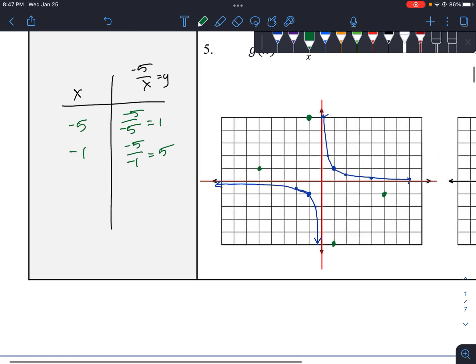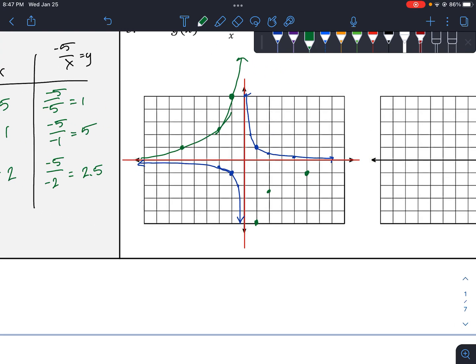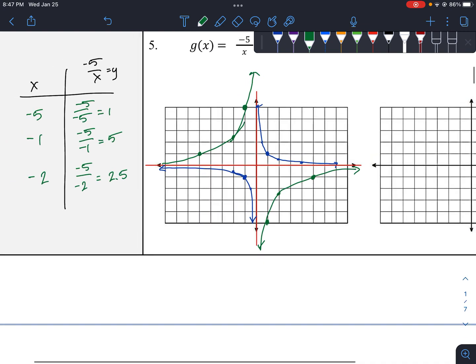Now the only other point I would care to really graph would probably be negative 2. So I'd get negative 5 over negative 2, which would be equal to 2.5. So negative 2 and 2.5, which would put the point right here. And there you go. That might be an okay one. That means if I plug in 2, I'd get negative 2.5. Okay, so then I should have the points. And again, I use my asymptotes to help me guide the lines to where they're going to go at the ends. So I'll just draw a line through my points and then draw them going towards my asymptotes. And there you go.